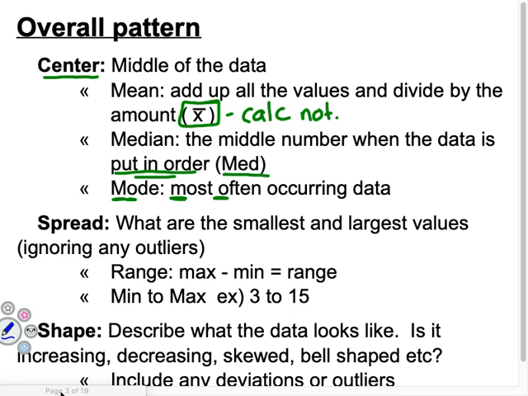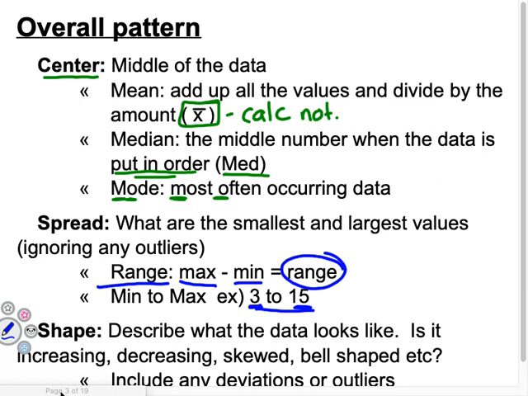What are the smallest and largest values, ignoring any outliers? We'll talk about that here. We have kind of two ways to do it. One, range, which you've probably heard of before: you take the max number minus the min number, and you have found your range. Sometimes we just ask for what is the spread, and you just go your minimum number to your maximum. So minimum number maybe was 3, your maximum was 15, so you could write it out as 3 to 15. And that would be your spread.